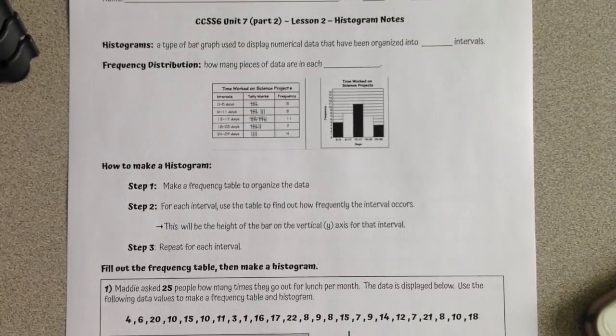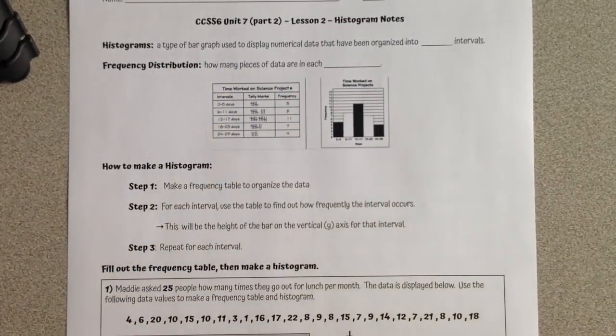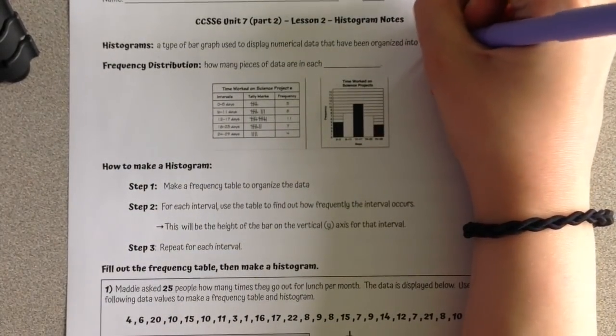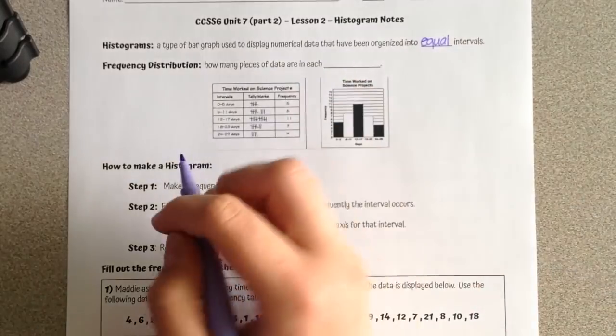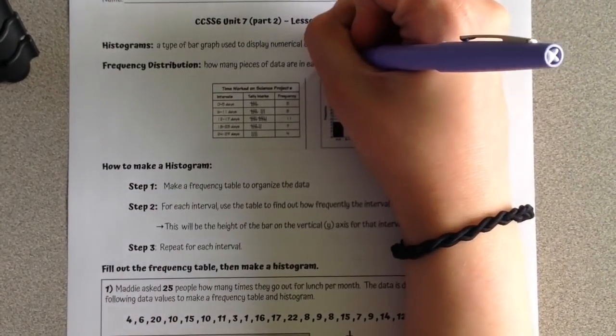All right, today we are going to do lesson 2, which is focused on histograms. A histogram is a type of bar graph used to display numerical data that have been organized into equal intervals. Frequency distribution is how many pieces of data are in each interval.